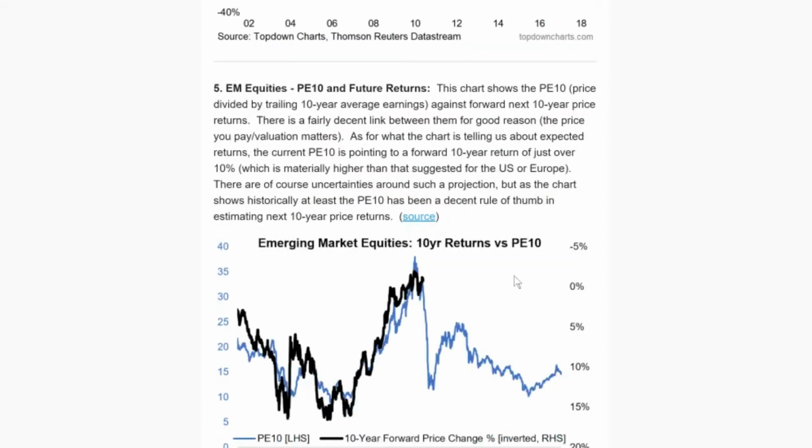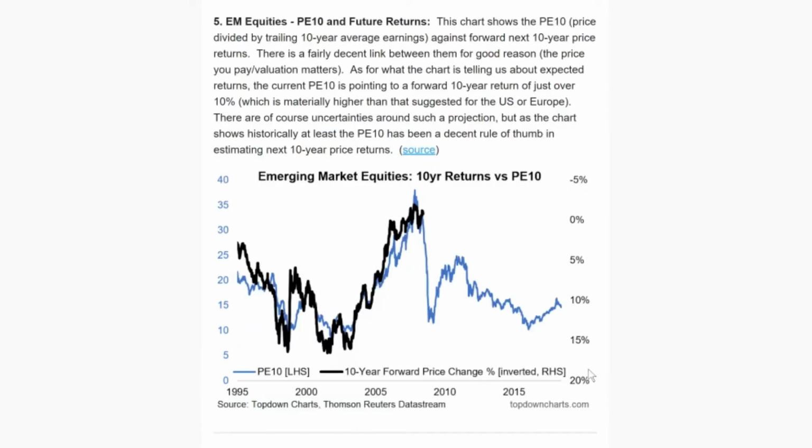And the last one, back to emerging markets. This is showing the forward 10-year returns, price only, on the black line, and it's against the PE10, so price to trailing 10-year average earnings. And there's a fairly good link between it, so why would we care about that? If you look at where it is at the moment, just under 15 times there, that tends to correspond with just over 10% forward 10-year return. It's not as good as it was a few years ago. Note that I have actually inverted that black line just to line up with the logic there. So it's an interesting thing.